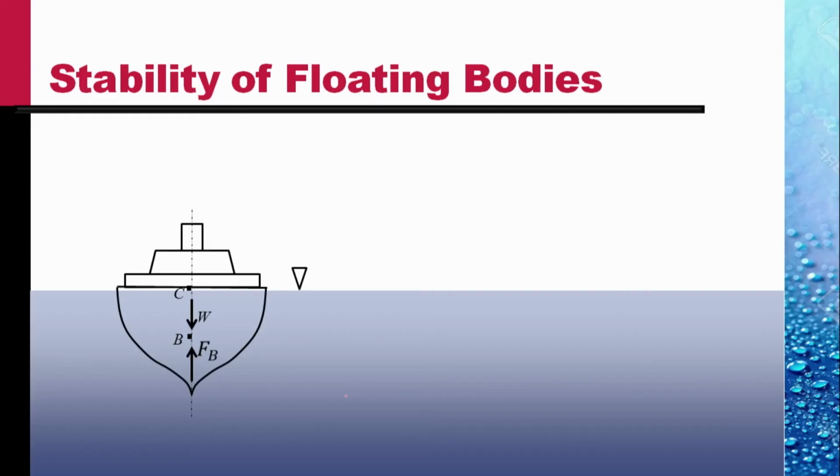Let us consider this ship which is floating in equilibrium in an ocean. There is a weight that acts at the center of gravity, C, and the buoyant force which acts at the center of buoyancy, B. The center of buoyancy is at the centroid of the displaced water. So that is below the waterline, the volume of the ship below the waterline.